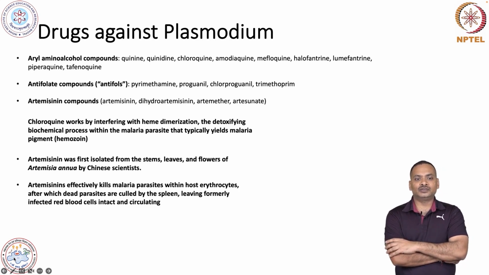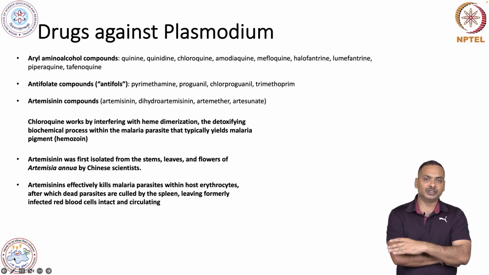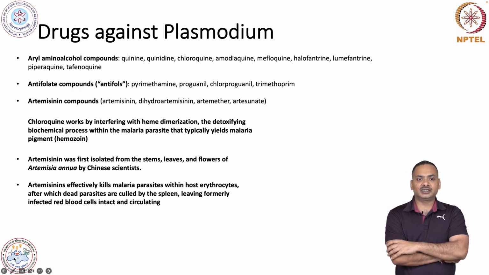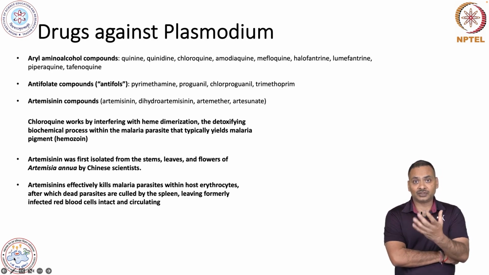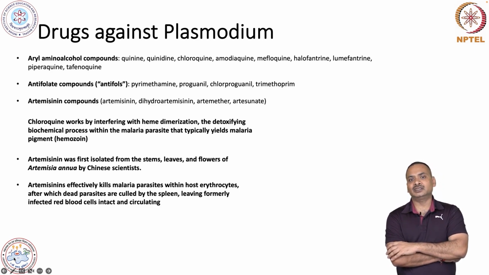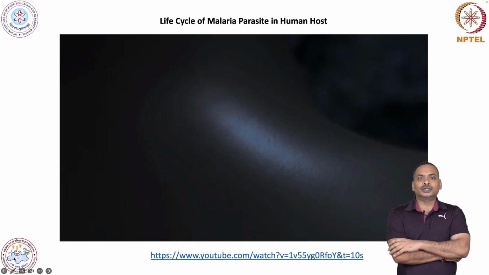Artemisinin was first isolated from the stem, leaf, and flowers of Artemisia annua by a Chinese scientist who received the Nobel Prize. Her name is Yu, in 2015. Artemisinin effectively kills the malaria parasite within the host erythrocyte, after which the dead parasites are culled by the spleen, leaving the formerly infected RBCs intact and circulating. Here I have a video, and you can watch the life cycle of this malaria parasite.